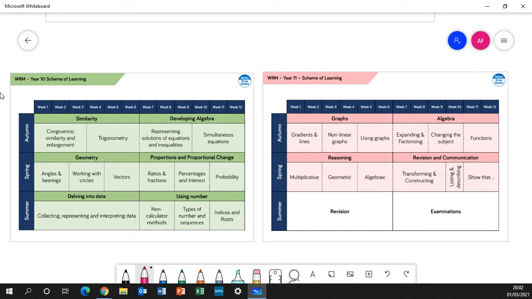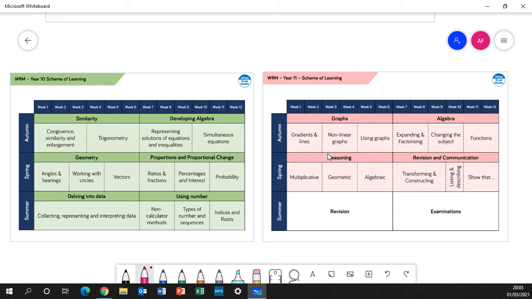So there's some topics in here that we highlight in year 10 that you'll have seen before, stuff on angles, some ratio and fractions, percentages, a little bit of probability. Also using numbers, non-calculator, sequences and indices. But we expand upon that and look more on collecting and representing data, working with circles, and some new topics such as trigonometry. And then in year 11, we build in a little bit more exam practice and exam preparation. We look at topics such as nonlinear graphs, how to use them, and expanding and solving quadratics. So this is just a little overview of year 10 and 11.